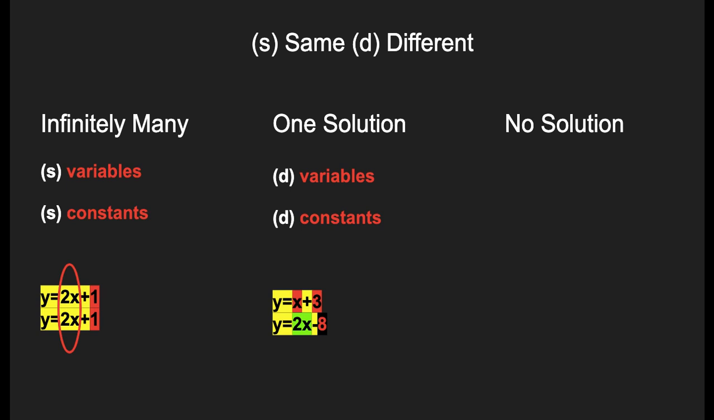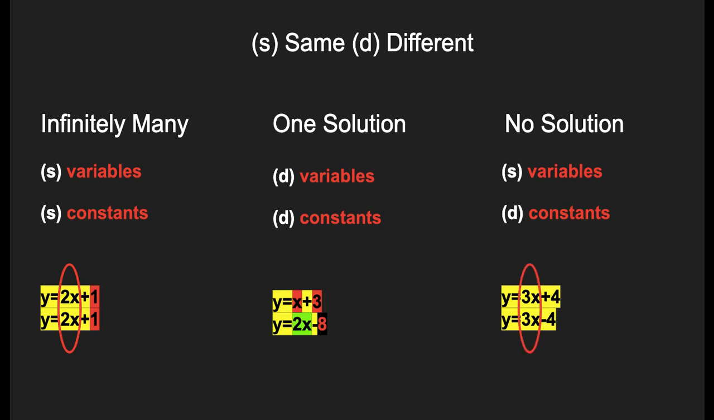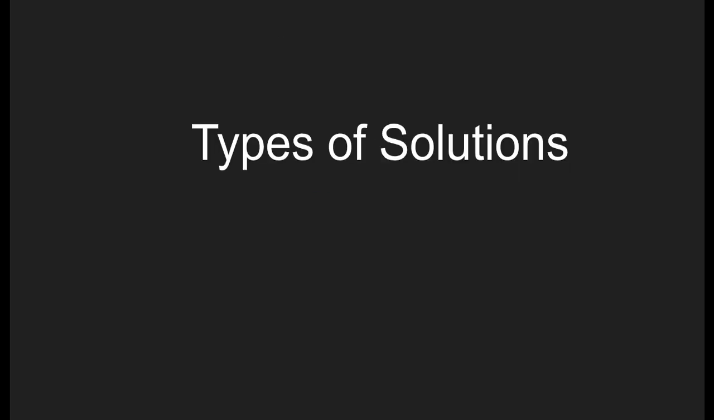When we're looking at no solution, or a system of equations that would have no solution, we would notice that they would have the same variables as well as different constants. So with the example of y equals 3x plus 4 and y equals 3x minus 4, our variables here are the same of 3x, but our constants here are different. One is a positive 4 and another is a negative 4.